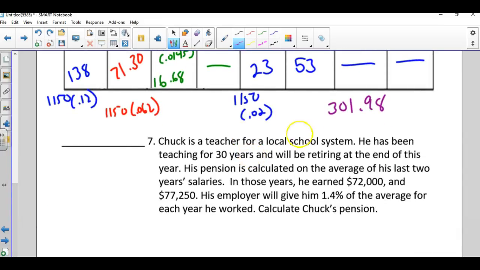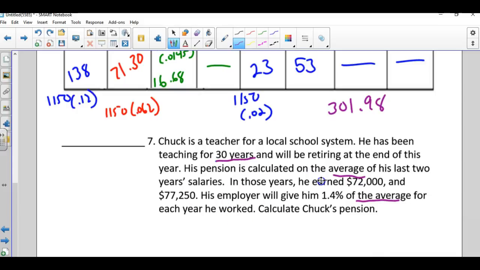Chuck is a teacher for a local school system. He has been teaching for 30 years and will be retiring at the end of this year. His pension is calculated by the average of his last 2 salaries in those years. He earned $72,000 and $77,250. His employer will give him 1.4% of that average for each year he worked, okay? Again, he worked for 30 years.